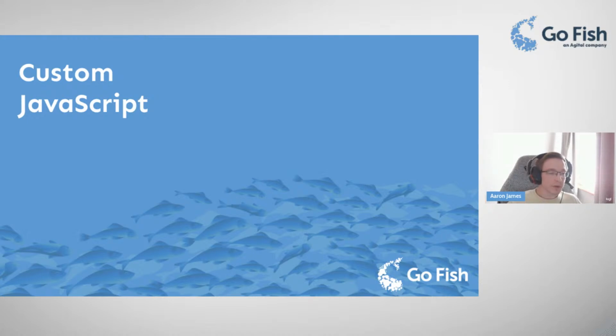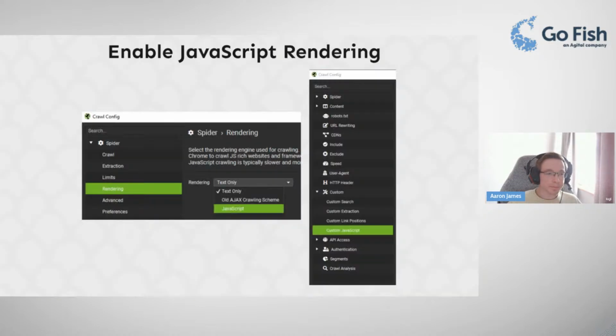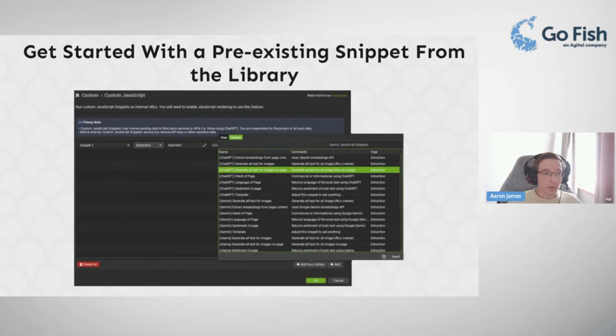So custom JavaScript is one of our newest and most powerful features in the SEO Spider. First off, to actually get to it, we're going to have to enable JavaScript rendering. So back to our configuration menu, which we should be well aware of now, going to rendering and choosing JavaScript rendering. Once we've done that, we'll want to go back to the configuration menu and navigate to custom JavaScript. And this will present our custom JavaScript overview.